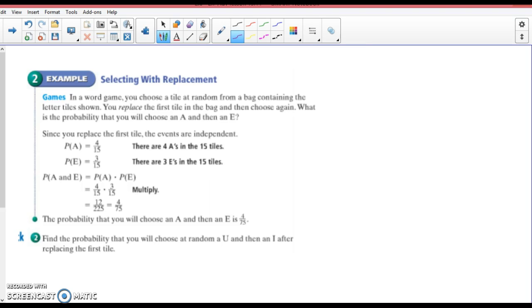In a word game, you choose a tile at random from a bag containing the letter tiles shown below. You replace, super important word, the first tile in the bag and then you choose again. What is the probability that you will choose? Oh, I don't know where these letters are. Oh, here we go.